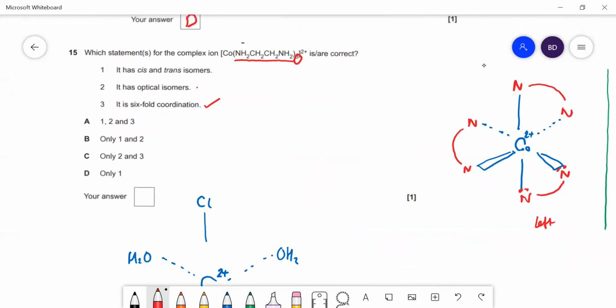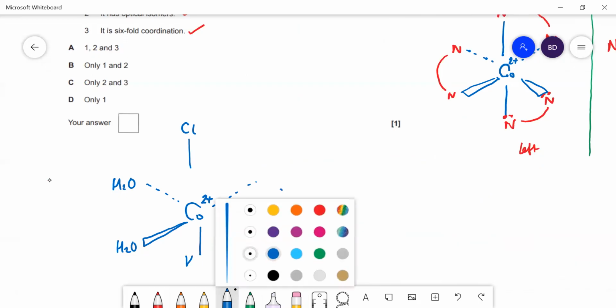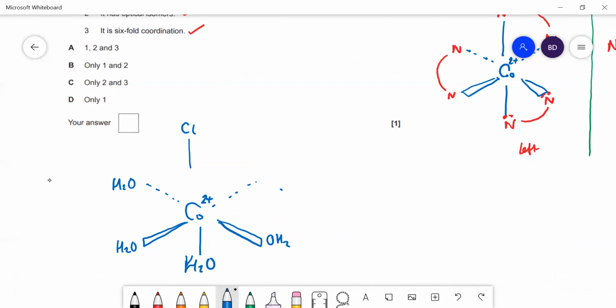Now you can't get cis-trans isomers. That's not possible. You get cis-trans isomers, just to illustrate, when you have things like 2 chlorine ligands and 4 water ligands. And I've drawn there the chlorines are opposite each other, so that would be called a trans. But if we swap them about, that is now changed. That's the cis isomer.